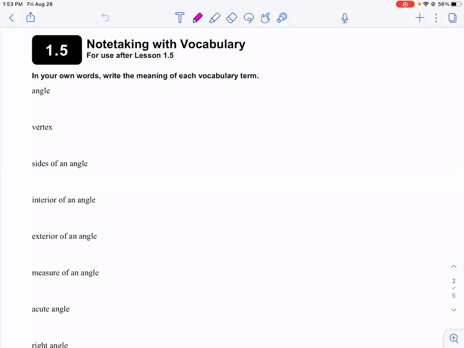Okay, we're going to talk about angles. Yes, finally. Okay.